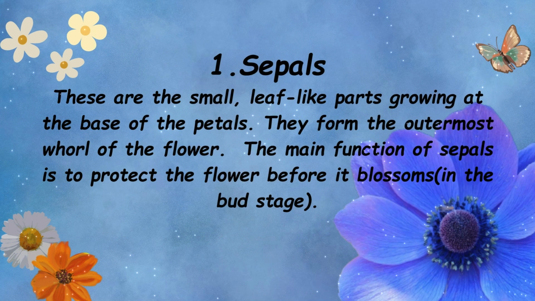First come sepals. These are the small, leaf-like parts growing at the base of the petals. They form the outermost whorl of the flower. The main function of sepals is to protect the flower before it blossoms.